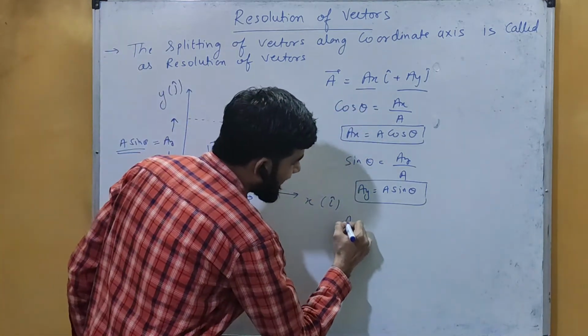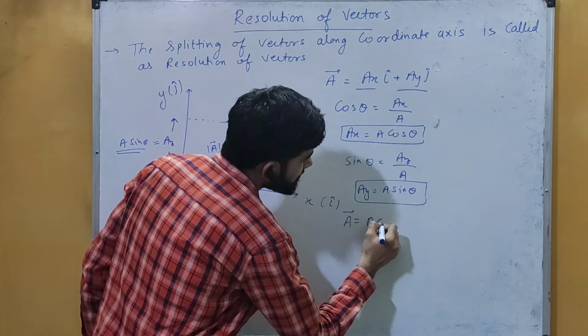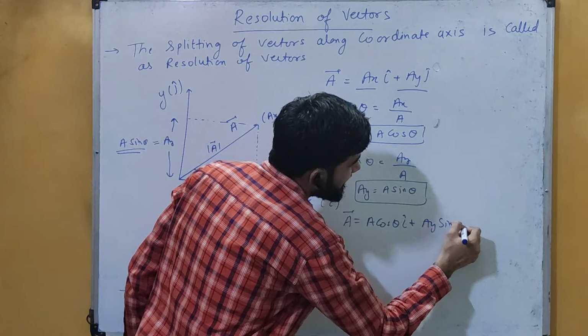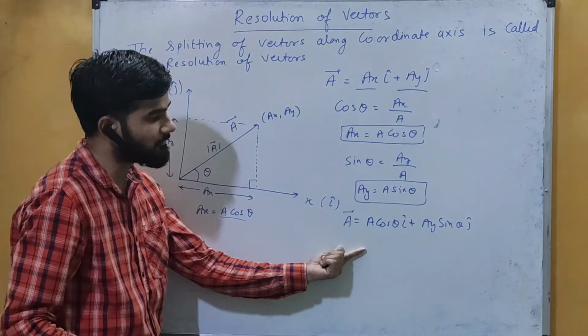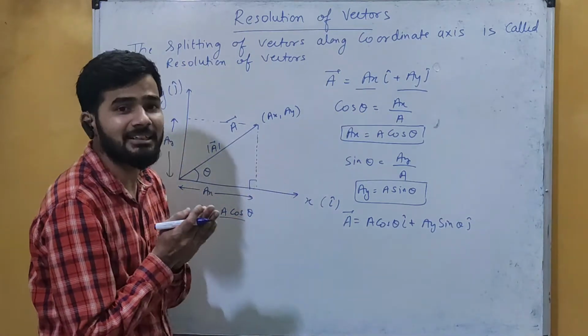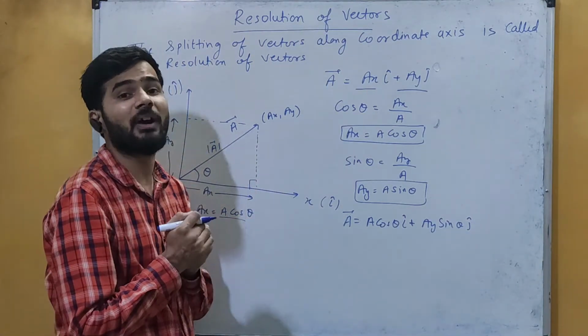Now here we can write this ax and ay. So I can write A equals A cos theta i cap plus A sin theta j cap. This is the vector which we get after the resolution of vectors. Now if I want to find its magnitude, how can we find it?